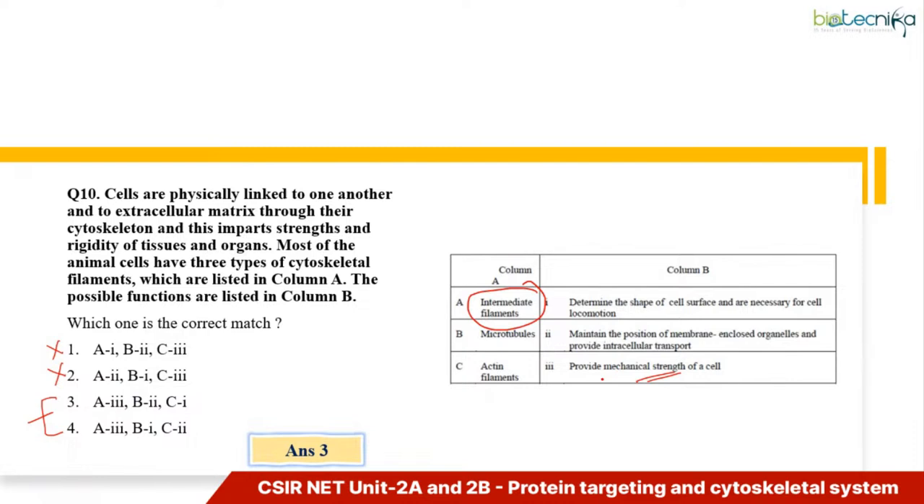Next, what do we have? B for 1. So, microtubules determine the shape of the cell surface. B for 2. That means this one only, which we have already discussed in one of the previous questions: positioning the membrane-enclosed organelles and providing intracellular transport. Then C for 1. Obviously, as I told you, actin filaments are necessary for locomotion. But when we speak of organelles, it is carried out by microtubules only. Okay? Is it clear now?